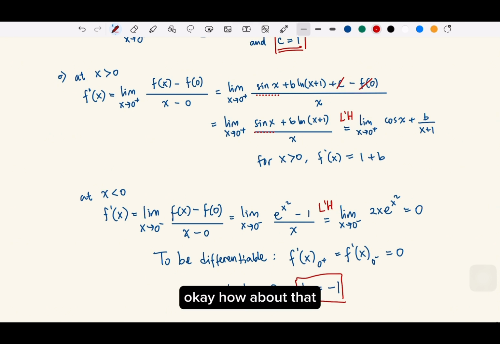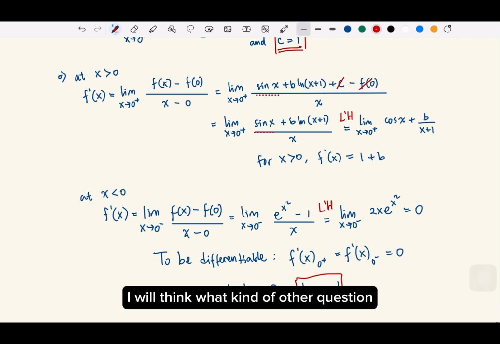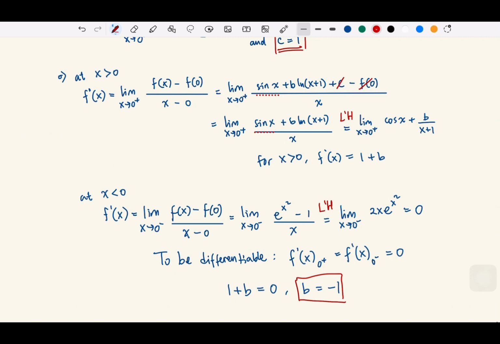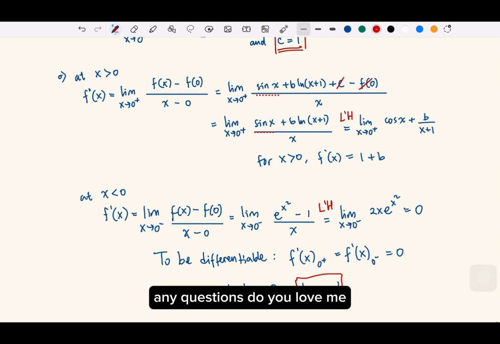Okay, how about that? Good question, right? Good question. Yeah. Limit, L'Hopital, derivative definition. Continuity only in one question. Maybe I will think what kind of other questions similar to this. Okay, any questions? Any questions? Still loading?